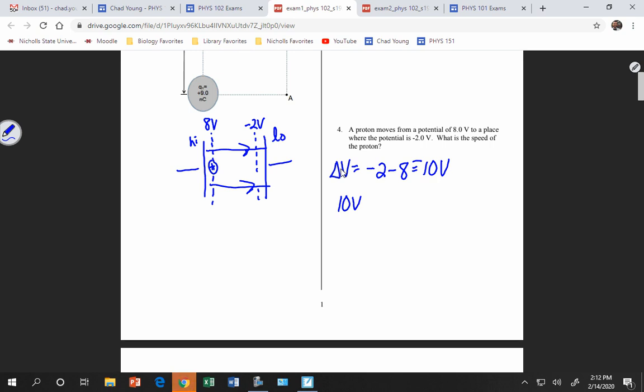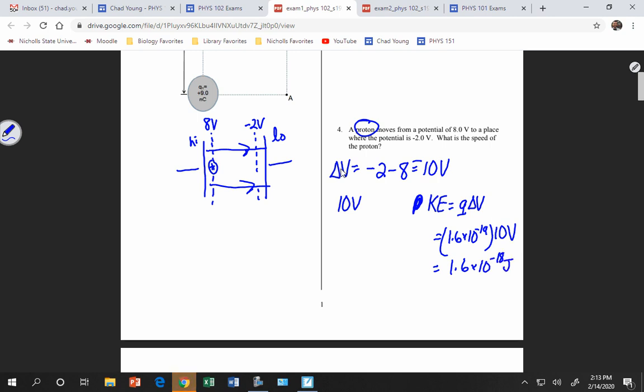And now I want to know the speed of the proton. Well, I know that my kinetic energy is equal to Q times delta V, which is going to be 1.6 times 10 to the minus 19. I know that because it's a proton. I know both its charge and its mass, times delta V, which is 10. And so that gives me 1.6 times 10 to the minus 18 joules.